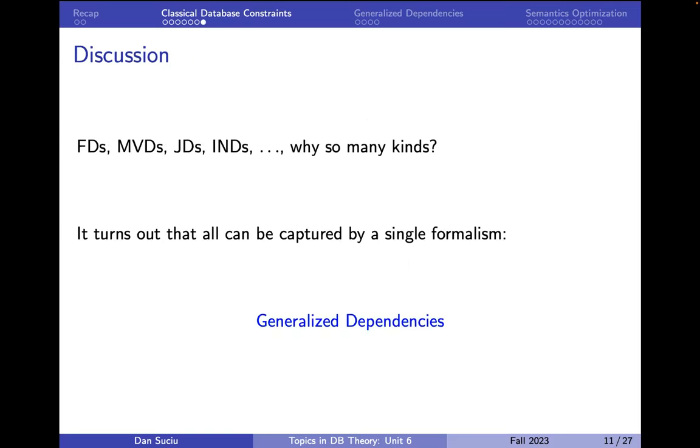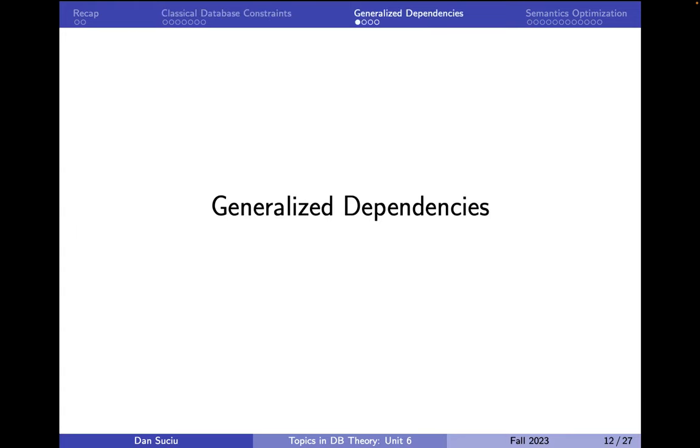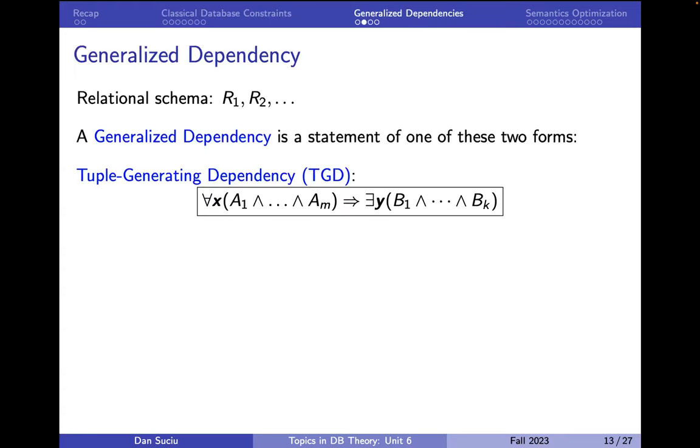Good. So that was the last kind of dependency. At this point, you must be wondering, like I did: we have functional dependencies, multivalued dependencies, joint dependencies, inclusion dependencies. So how many more can we invent and when do we stop? It turns out that all of them can be captured by a single very elegant formalism, called generalized dependencies. And that's where I want to go today, generalized dependencies.